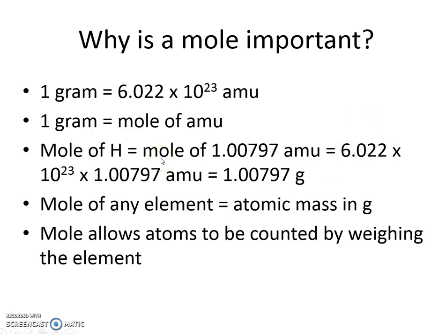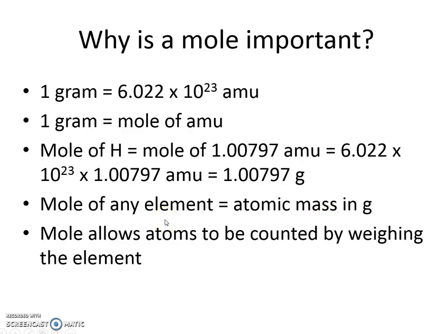I can replace the word mole with 6.02 times 10 to the 23 times the atomic mass of hydrogen, and 6.022 times 10 to the 23 AMU, well, that's a gram. So when I have a mole of hydrogen, I have its atomic mass in grams. So I can actually weigh out hydrogen atoms by counting out that many grams, which I can do on a balance. A mole of any element is always going to be the atomic mass in grams.